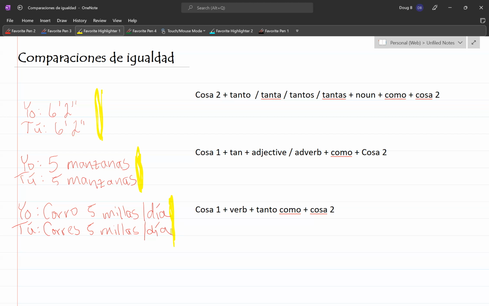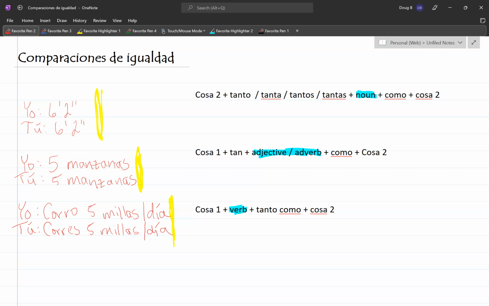So first you have to decide what you're comparing. And it comes in here. Let's take this highlighter. You have to decide if you're comparing a noun, an adjective or an adverb, or a verb. Now, how do you tell the difference? And I'm going to show you right now. So let's take a different pen here. Right, there we go.